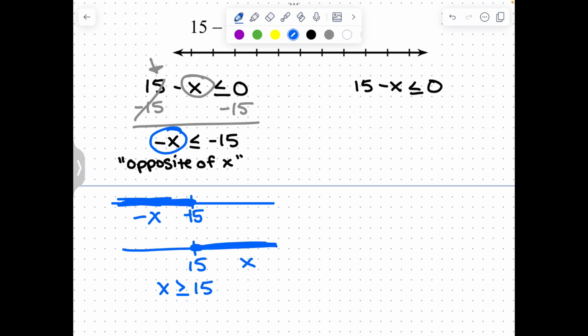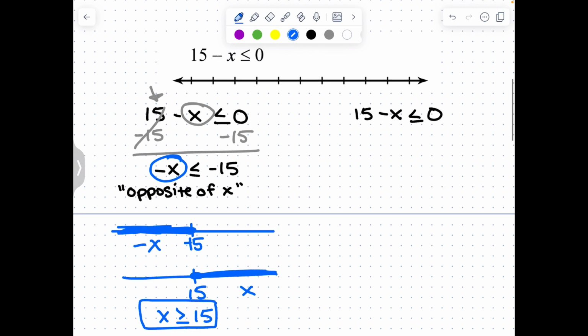So I'm going to show you another way, and then we're going to kind of bring these two ways together to give you a rule that you can use every time. So we did find out that thinking about that opposite idea did give us x is greater than or equal to 15. Let's look at the other version of this. So the 15 minus x being less than or equal to 0, maybe you don't even want to deal with the negative x. You don't want to have to worry about, well, what do I do with negative x? So let's use that for our inverse operation first.